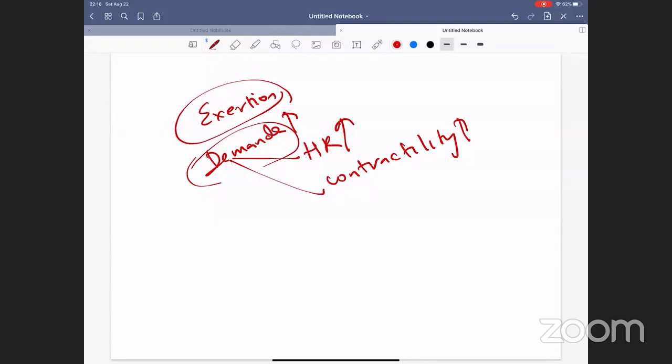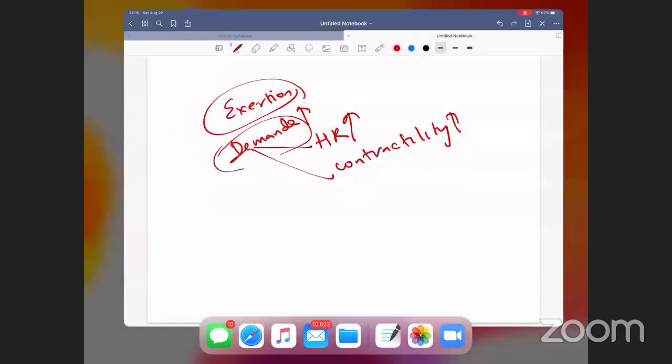Clear? So if you ask this patient, they will say, doctor, I am okay at rest. I don't have chest pain at rest. When I walk, I have chest pain. When I stop, the chest pain stops. They are stable at rest. You call this stable angina.